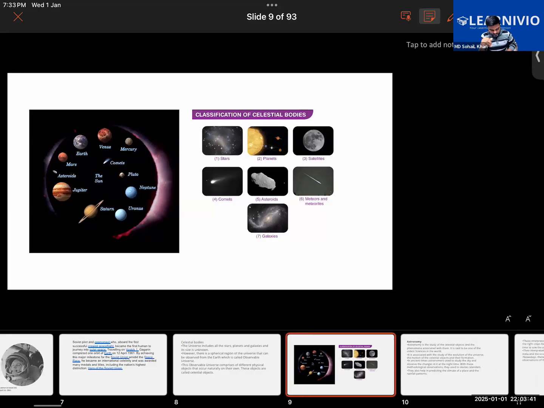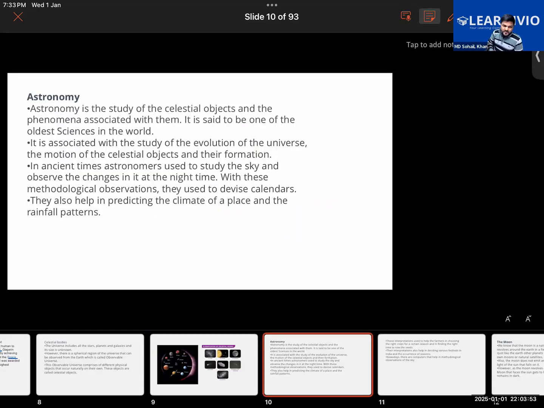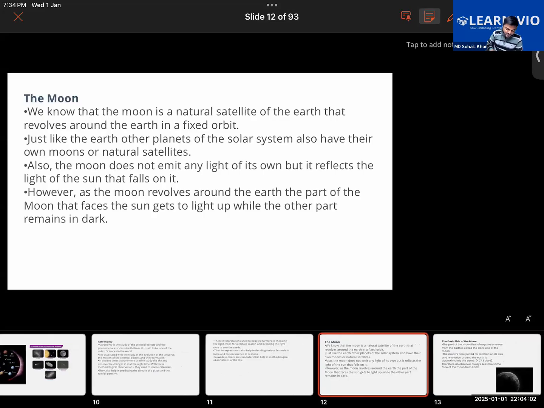Yes, sir. So other than the bigger celestial bodies, we have some tiny celestial bodies also, like meteors, meteoroids, asteroids, comets, etc. We learned about astronomy. It's the field where we study the celestial bodies and the different phenomena that are associated with them. Further, we learned about the only natural satellite of the Earth, that is the moon.